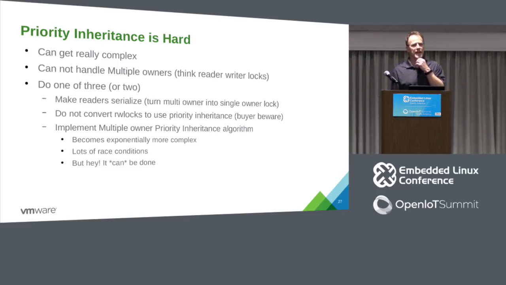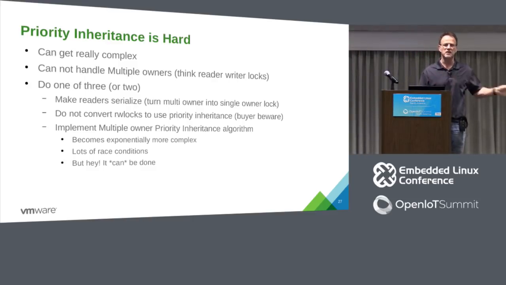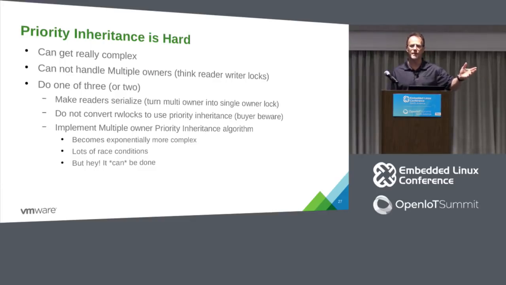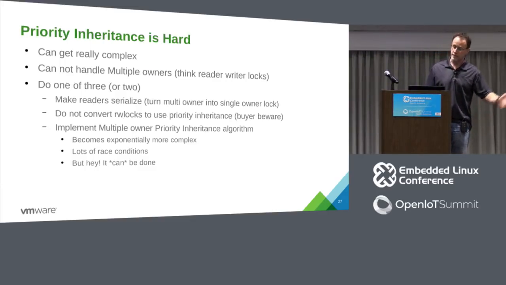Priority inheritance implementation is hard. It can get really complex. It's been through several iterations. It looks nothing like it was when we first introduced it way back in 2004. Or 2003, maybe, perhaps.